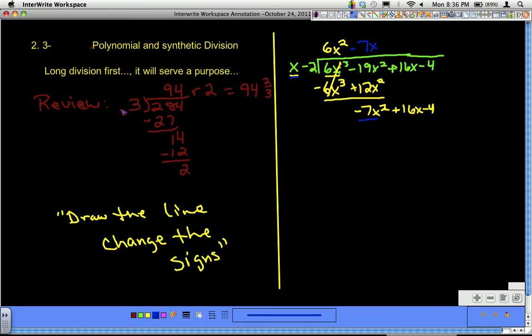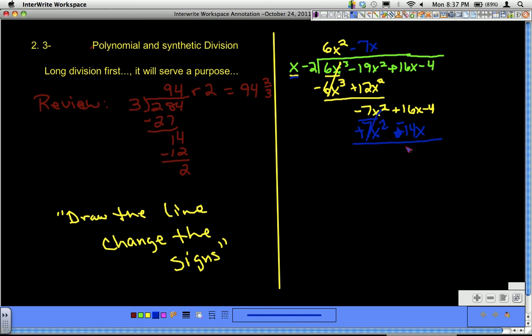Same as when we did our second number here, multiplied by the front, put our answer underneath. So negative 7x squared is what I get to start out with. And then negative 7x times negative 2 is positive 14x. Go back to our saying here, draw the line, change the signs.